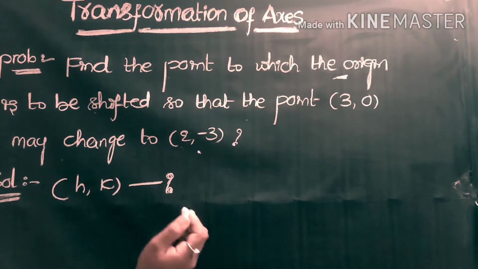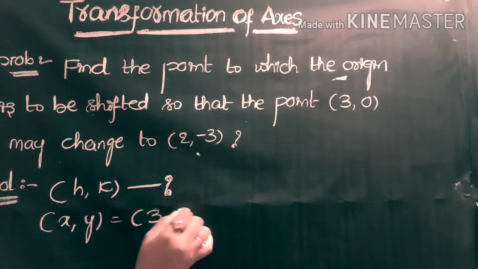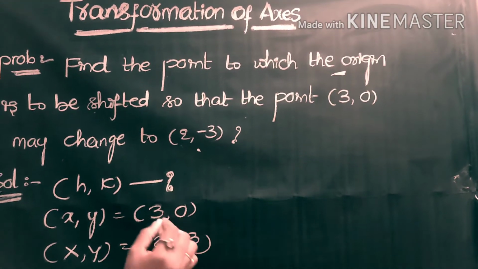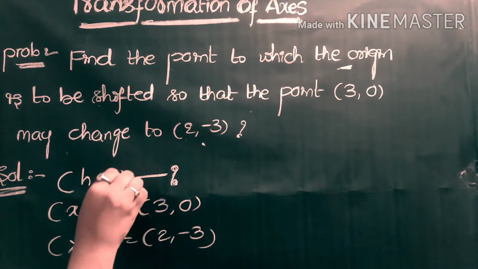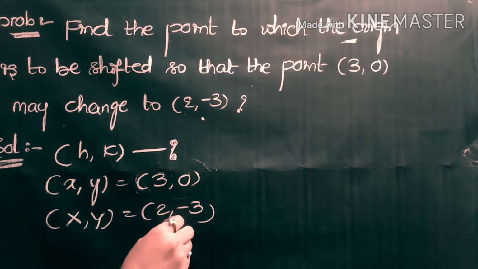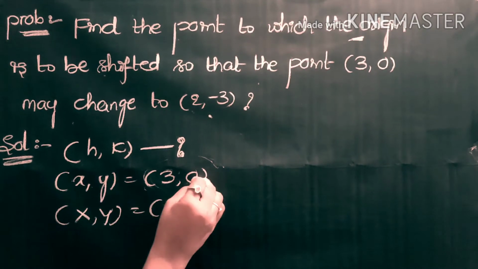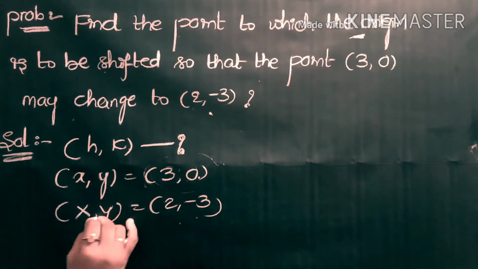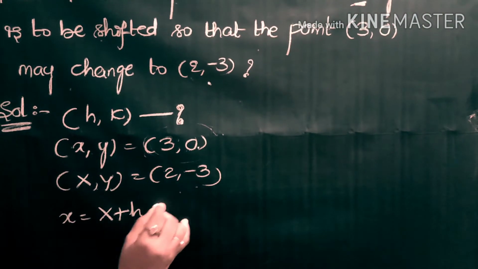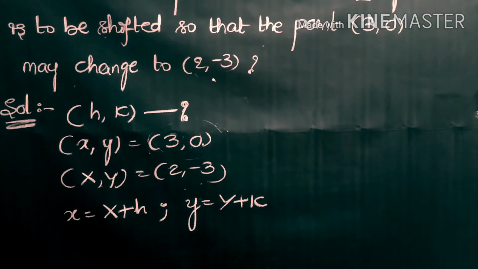Then what are the coordinates of the origin? We take small x comma small y is equal to 3 comma 0 and capital X comma capital Y is equal to 2 comma minus 3. Here this point is changed as this point. So these are the coordinates of the point in the old system and these are the coordinates of the point in the new system. We take the formula small x is equal to capital X plus h and small y is equal to capital Y plus k. Now we substitute the values.